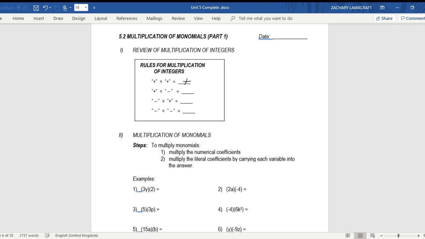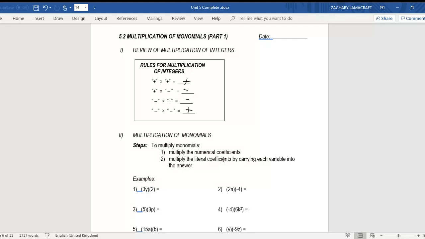A positive times a negative will result in a negative number. A negative times a positive will result in a negative number. And finally, two negatives multiplied by each other will be a positive number. Okay? So all we're going to do is multiply monomials.